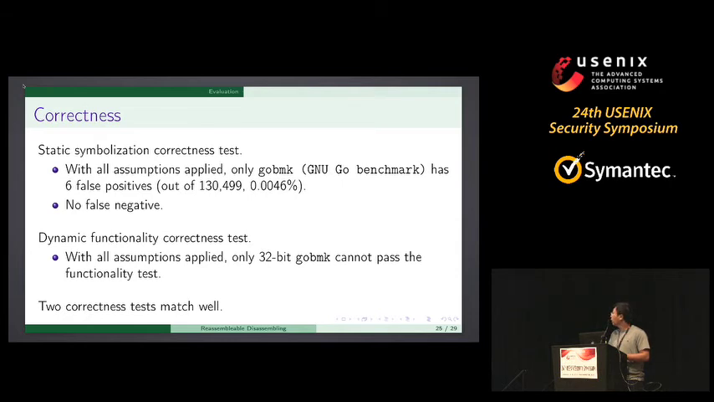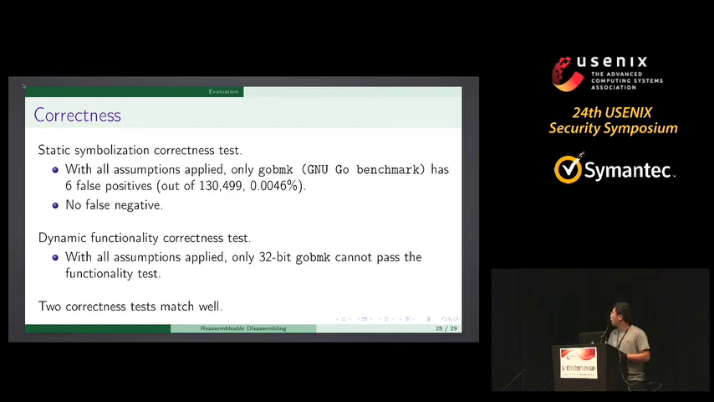For the correctness evaluation, we first evaluate the symbolization correctness by comparing the symbolization results of our approach to the ground truth, which can be obtained from the linkers. Our evaluation shows that with all the assumptions applied, only the GOBMK, which is the GNU Go benchmark, has 6 false positives, and none of them has false negatives. The GNU Go benchmark is the largest test case from SPEC, and the false positives are generated by collisions between random data and a function pointer. We have a detailed explanation in the appendix of our paper.